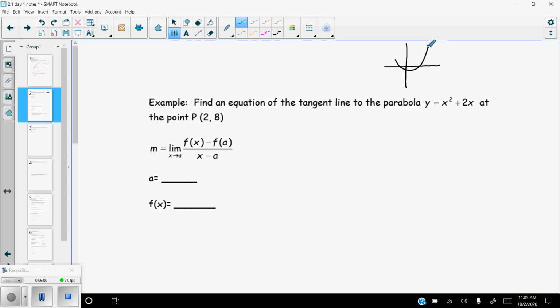You're going to hear me say this a lot of times: to write the equation of a line, you need three things. The most important of those is the slope. You need the slope of the line. The other ones are an x and a y value so you can go ahead and finish off the equation of your line.